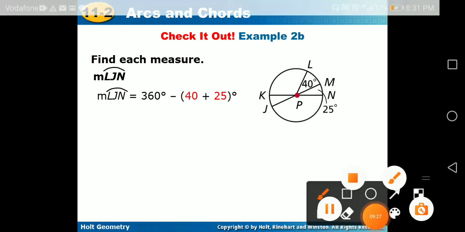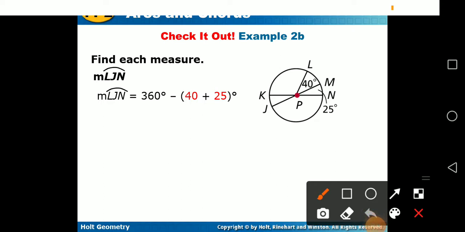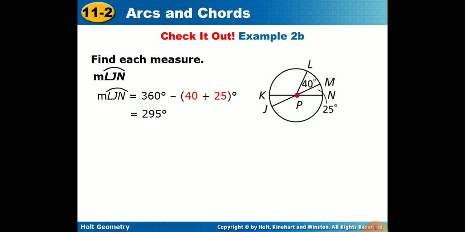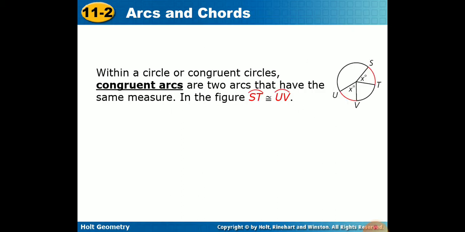Let's have another required. He asks me in the same problem to find measure of arc LJN. So I will move here to LJN, all of this. What's the theorem now? The rule now is I'm going to take the 360 minus this one, the small one, the minor. So 360 minus the total of 40 plus 25. It will give you 295.